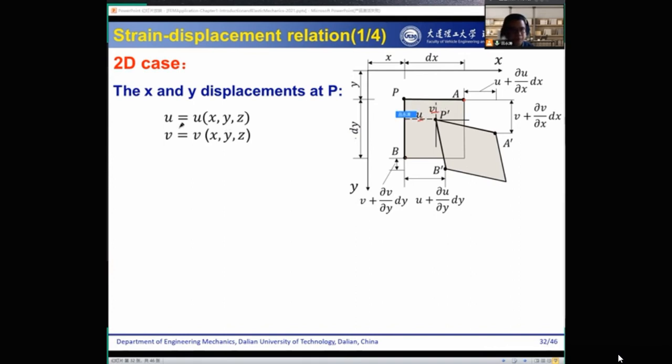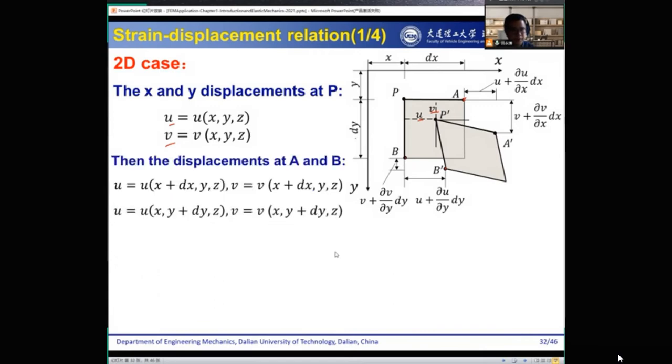So we say here the xy displacement at point P is u and v, and we represent u and v as a function of the coordinates, which means as a function of x, y, and z. So then we can work out the displacement for point A, and we can also work out the displacement for B. Okay, let's have a look at how this is done. So once we know the displacement at P, we can see the displacement at A and B.